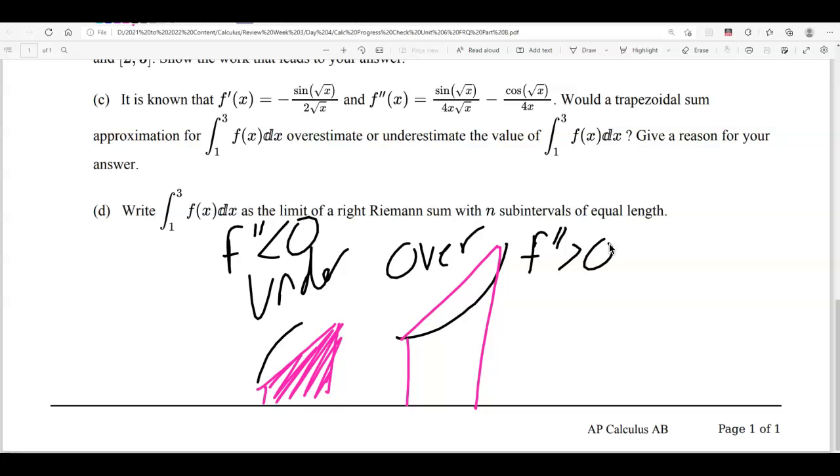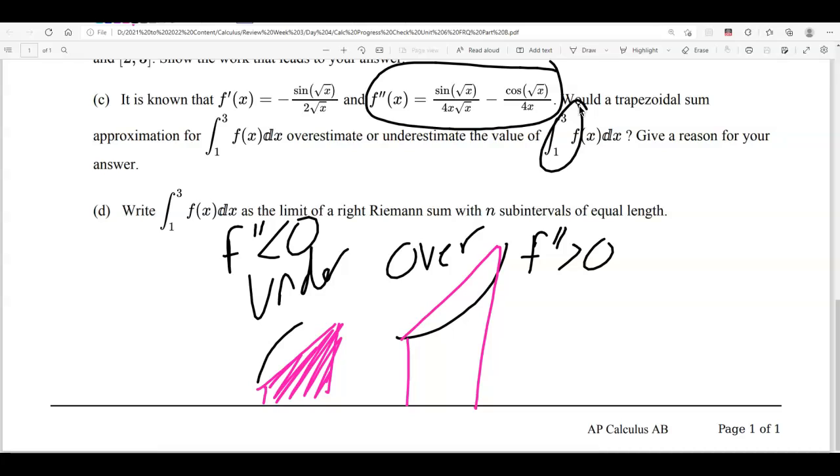So that kind of explains why maybe they gave us this. They want us to determine whether or not the second derivative is positive or negative on the interval from 1 to 3. If it's positive on the interval from 1 to 3, then it would give us an overestimate.